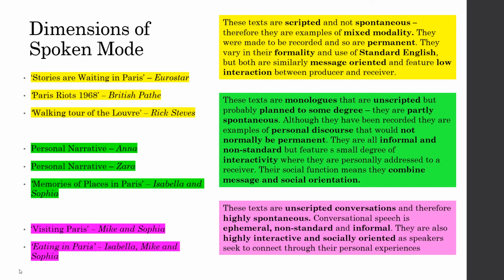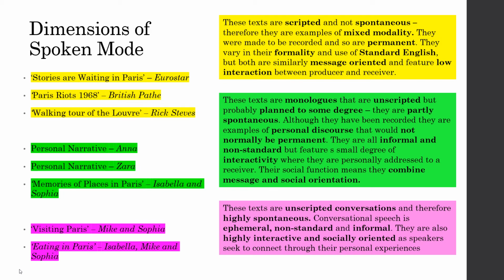These are all scripted and not spontaneous texts, to a greater or lesser degree. The Eurostar advert and the British Pathé reel would have been very tightly scripted, whereas there is something improvised or spontaneous about the Walking Tour of the Louvre, but we can reasonably assume that that was a scripted text. These were made to be recorded, so in terms of their transitoriness, these are permanent texts and not ephemeral. They vary in their formality and use of standard English. The Paris Riots being, of course, an example of a highly standard spoken text, but they're all message orientated and they all have low interaction between producer and receiver.